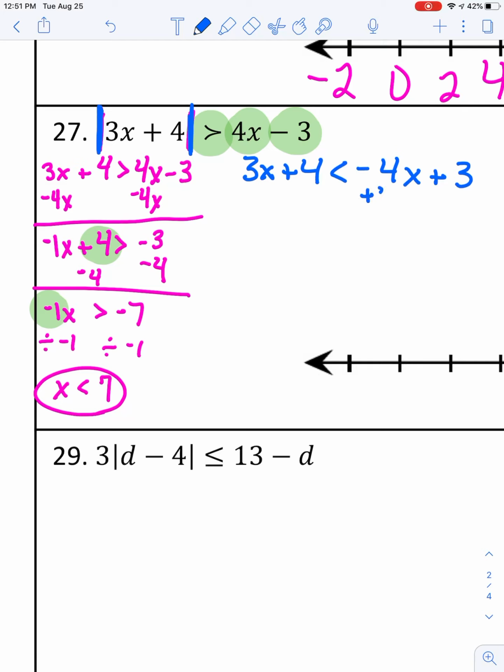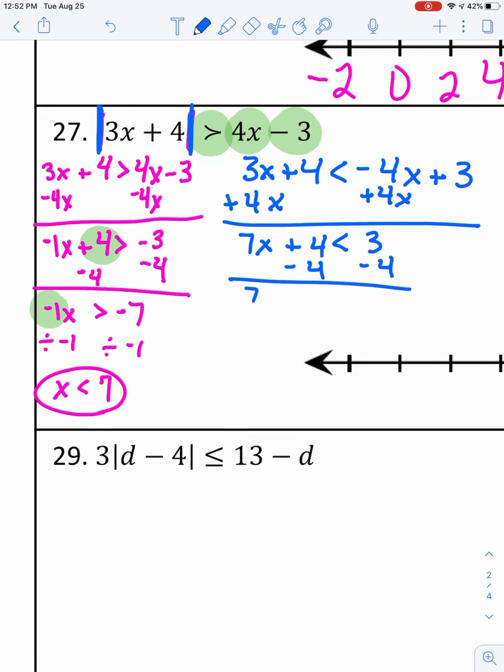So I'm going to add 4x, unlike last time. Oopsie, that's got to go here. Unlike last time, I subtracted 4x because the signs were different. 7x plus 4 is less than 3. Take away 4. That 7x is less than negative 1. Oh, look at that. Divide by 7.